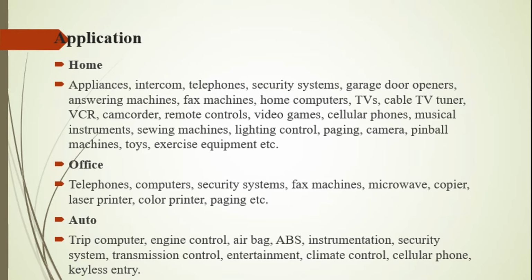Next, under the office category, we have telephones, computers, security systems, fax machines, microwave, copier, laser printer, color printer, paging. Also in the automobile section, we have trip computer, engine control, airbag, ABS, instrumentation, security system, transmission control, entertainment, climate control, cellular phone, keyless entry.